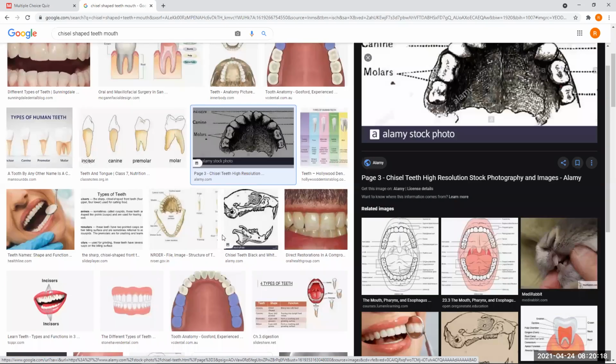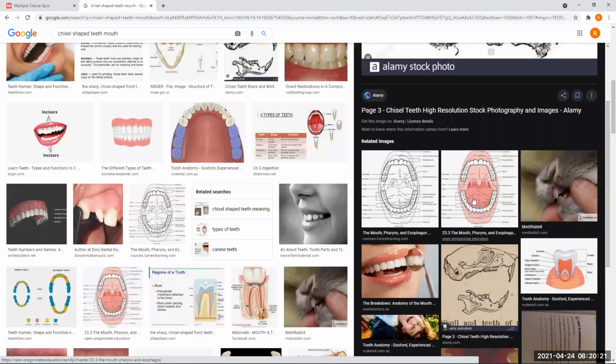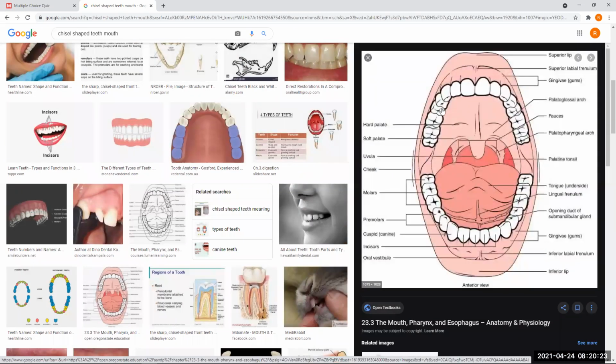Incisor and your canine. Let's see if we could get a nice image. Here we go. So the canines, right in front here, these are the incisors, all to the front here. One, two, three, four. These are the incisors, and these will be your canines. One, two, three, four, the canines. So those front ones, these will be incisors, and this will be a canine.